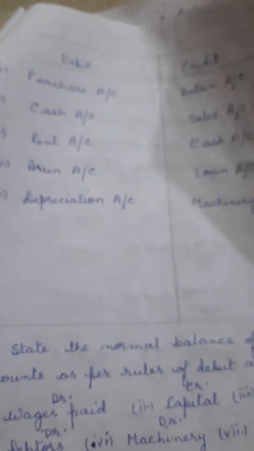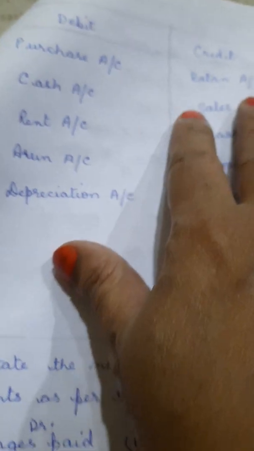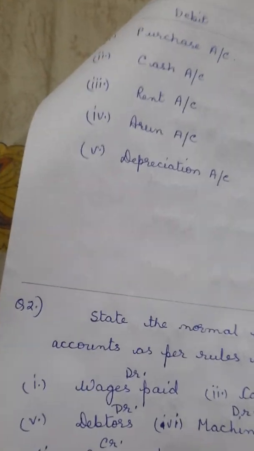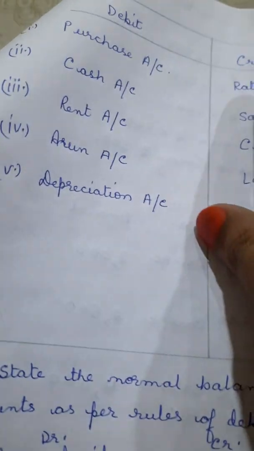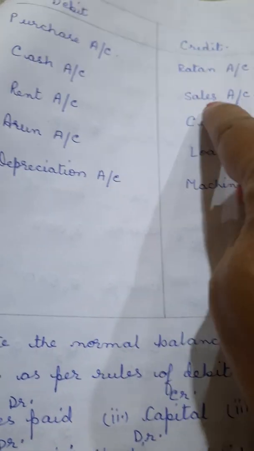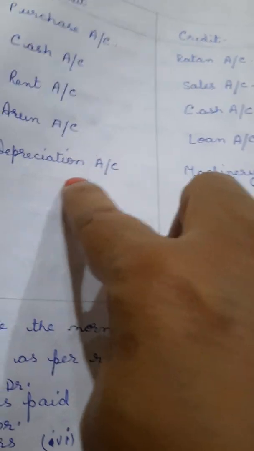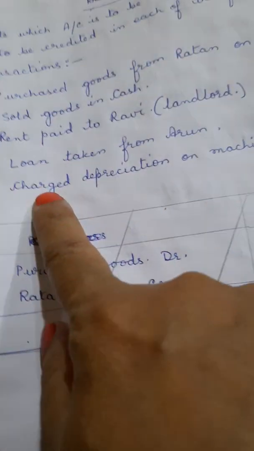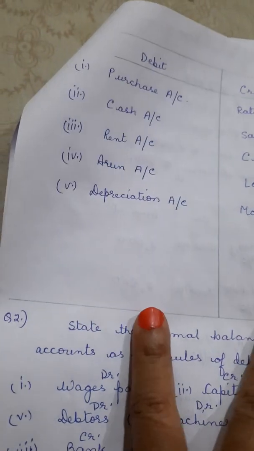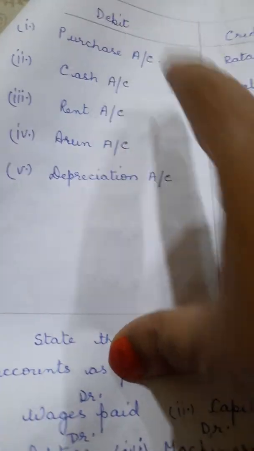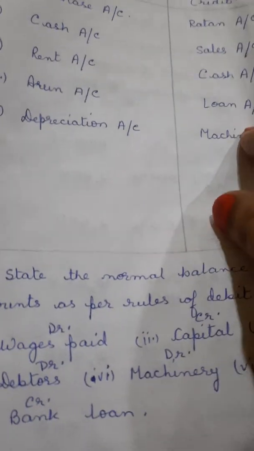Number one, purchased goods from Ratan on credit. So we will make two columns, debit and credit, like this. Purchase account, debit; Ratan account, credit; cash account, debit; sales account, credit; rent account, cash account, Arun account, loan account, depreciation account and machinery account. This sum is very easy, like charge depreciation on machinery, number 5. Depreciation account will be in the debit column and machinery account will be in the credit column.